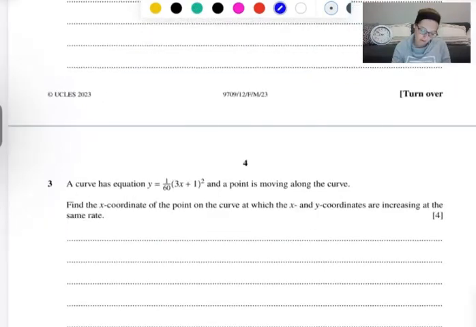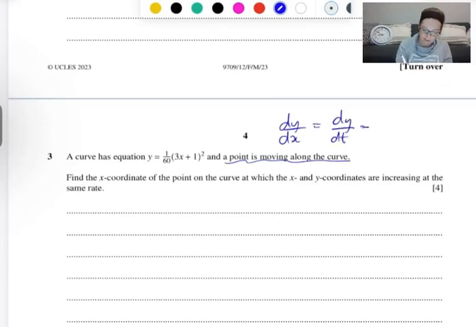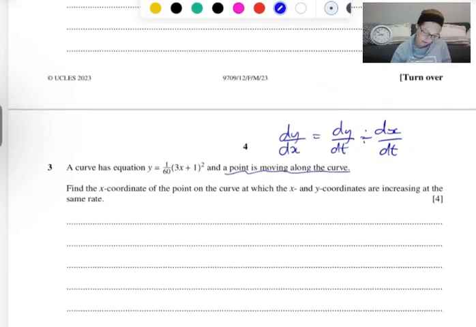A curve has an equation of that. A point is moving along the curve. Okay, that is a typical differentiation rate of change question. So dy/dx is equal to dy/dt divided by dx/dt. That's the formula. It is on your MF19. I don't need to get that out. Okay, find the x coordinate.